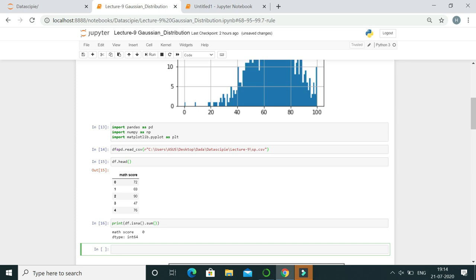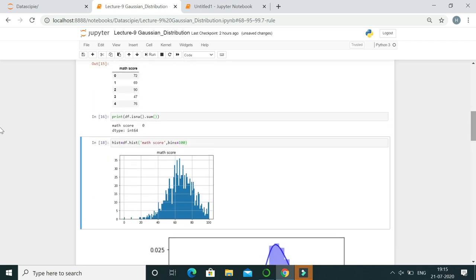Next, we have to plot the histogram. For that, hist is equal to df dot hist. We refer to the math score column, and we utilize 100 bins, so bins is equal to 100. When we execute it, we get the histogram as required.